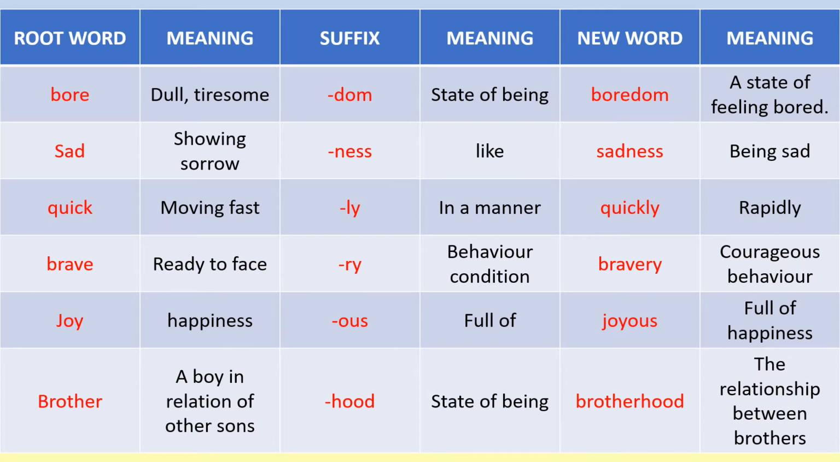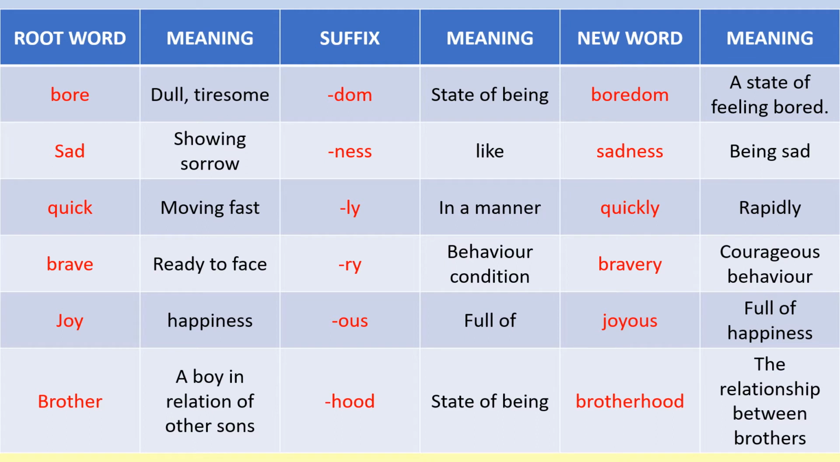Here is one more table, but this time suffix. Observe the headings. The places are changed in this. Root word came first, suffix in between and the new word last. Here just check the examples. Root word, its meaning. Suffix, its meaning. And new word, its meaning. Let us check these examples.